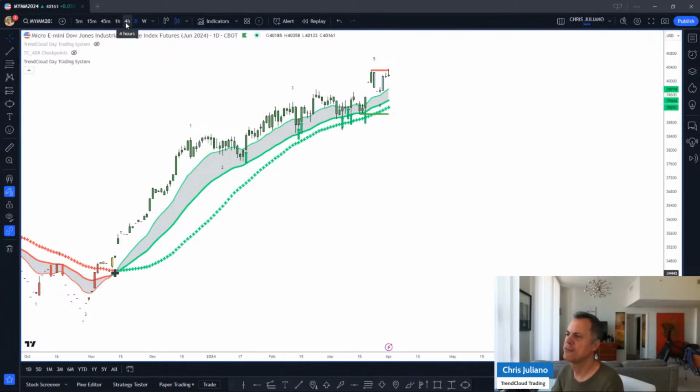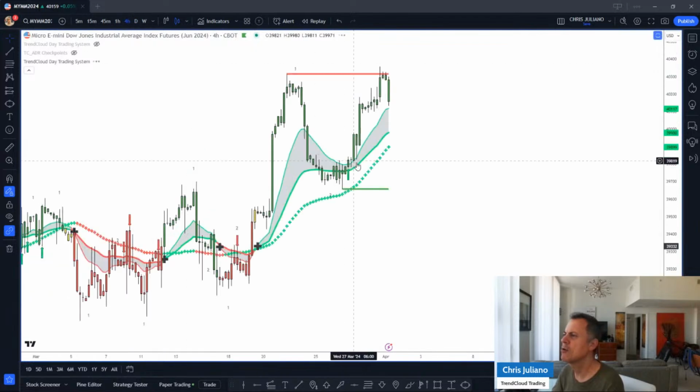Dropped out to the 4-hour. And again, I mean, you can see, look at this. Pulls into TrendCloud on the daily. Nice move out. Pulls into TrendCloud. Nice move out. And then kind of goes sideways. Look at that gap up. That is nuts. That is just crazy. Drop to the 4 hour.